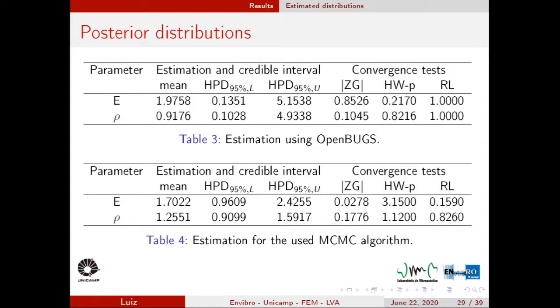Here we can see the results for the posterior distributions. In the first table, we have the results when we use the OpenBUGS software, and in the second table we have the results when we use the MCMC algorithm. We can see that all distributions converge considering the convergence test, and we see that the mean is relatively near each other for the same parameters. However, when we compare the HPD interval, the second method for this distribution has a more precise estimation.